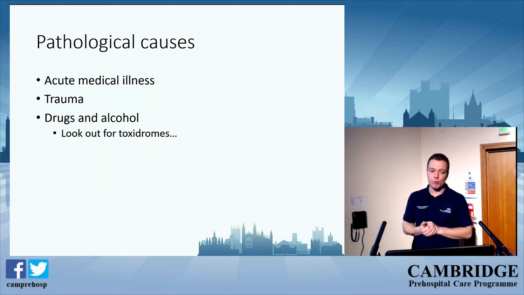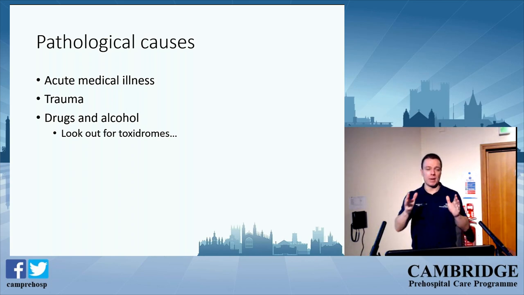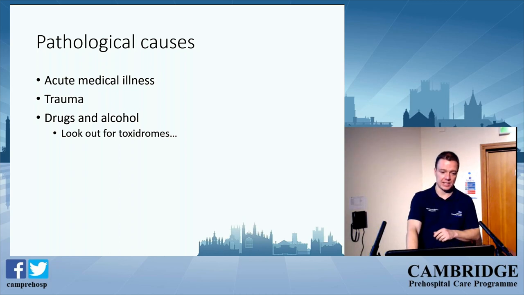So we briefly talked about pathological causes. That's pretty much all I'm going to say about that. Remember that acute behavioural disturbance, number one thing that we need to exclude as clinicians is, do they have a medical illness that we can fix? In particular, head injuries, CNS infection, drug and alcohol toxidromes. So we can fix those, and that's actually quite important to recognise.